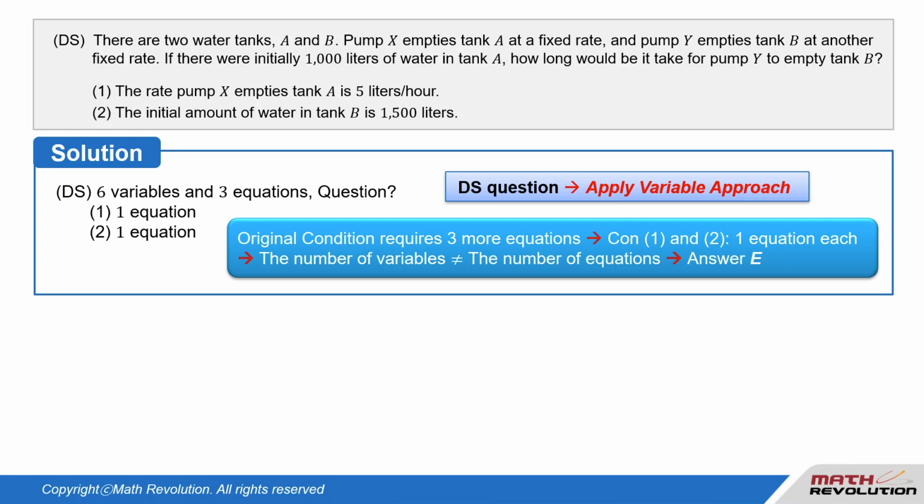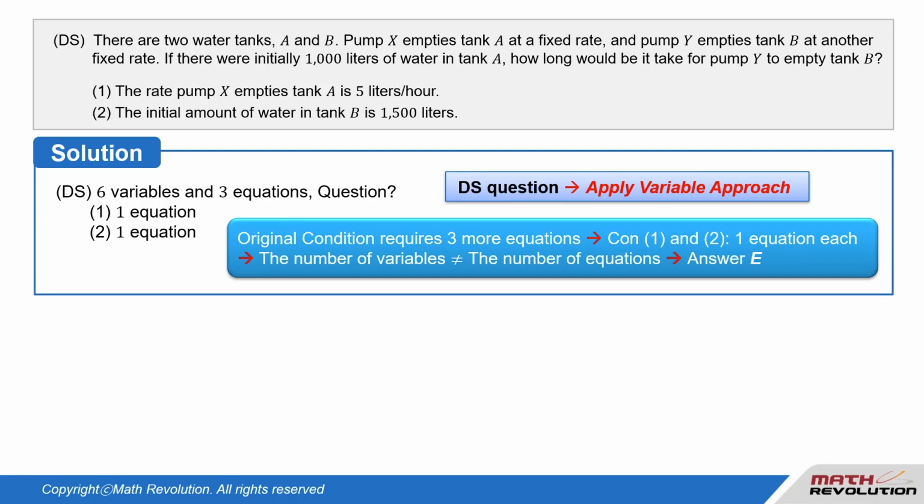Now, 3 variables would generally require 3 more equations to allow us to solve for the variables. We know that each condition would usually give us an equation, resulting in a total of 2 equations, one each from condition 1 and condition 2. However, since we need 3 equations to match the number of variables and equations in the original condition, the unequal number of equations and variables should logically give us an answer E.